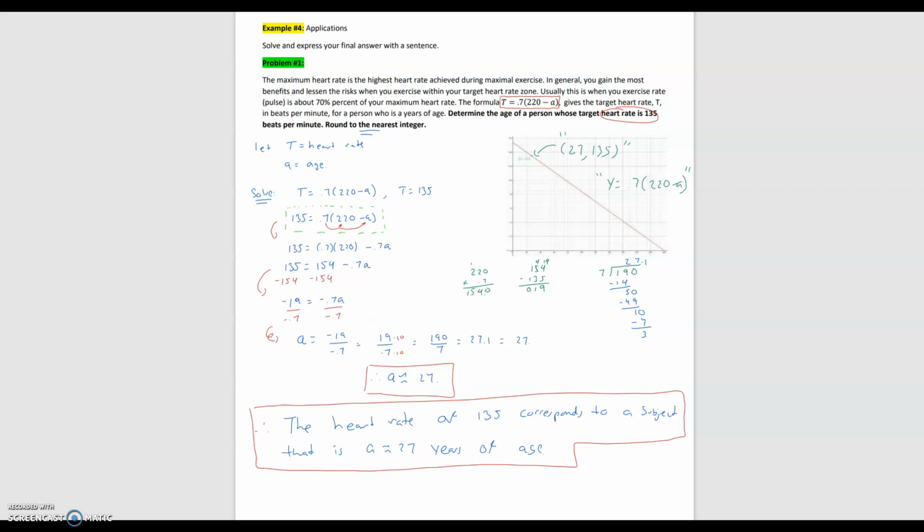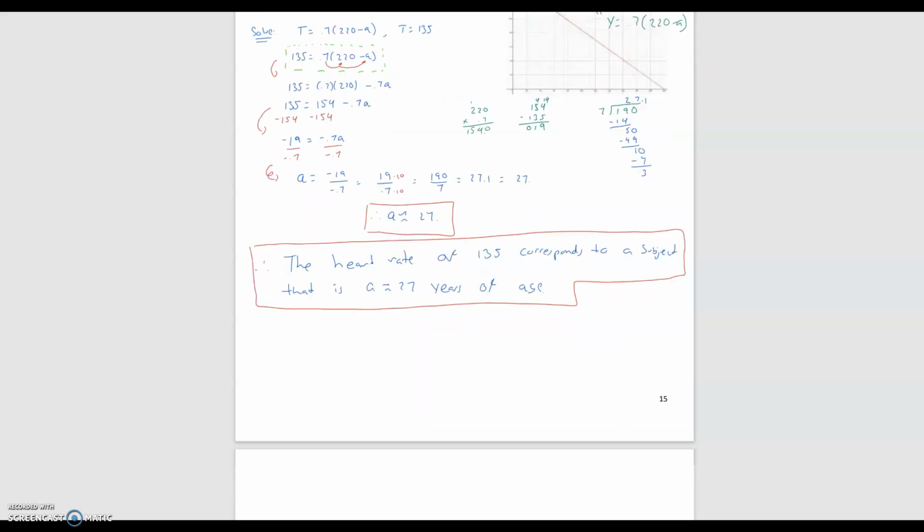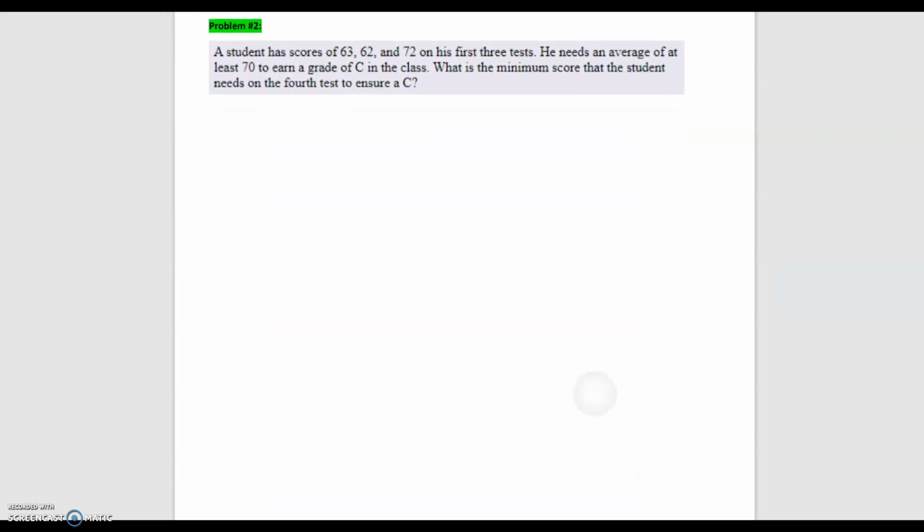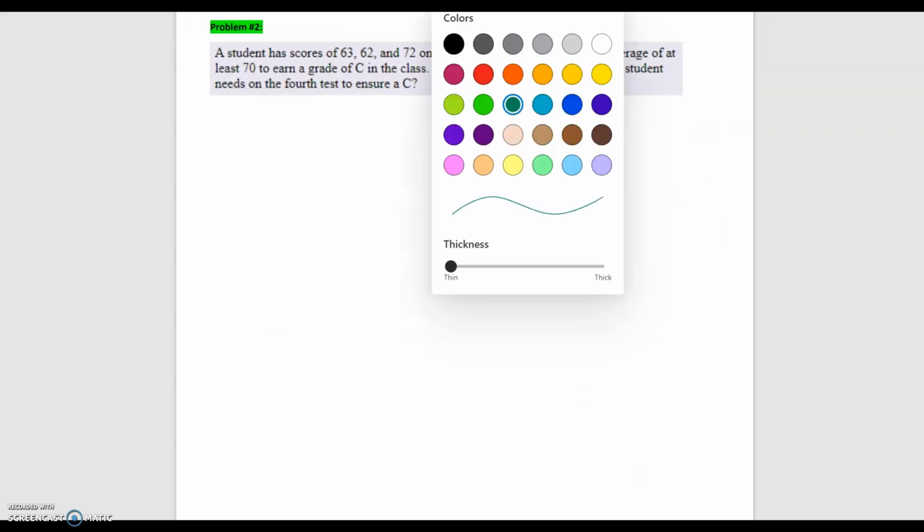By looking at the time, we have enough time to do the next problem. So let me move on to example 2. Take a second and read this problem. Let me highlight what we need. In this case, they want the minimum score in order to get, well, on the 4th test to ensure a C. And then the C, we're assuming that this is going to be 70%. So let me rewrite it as 70%.